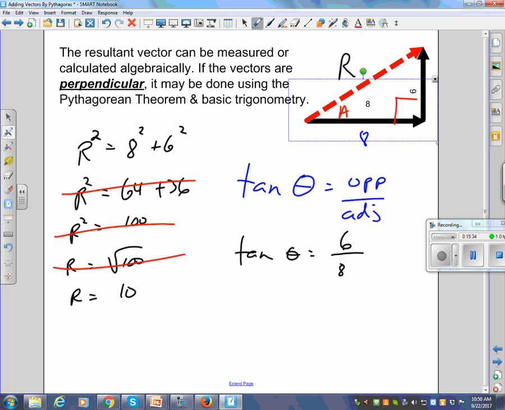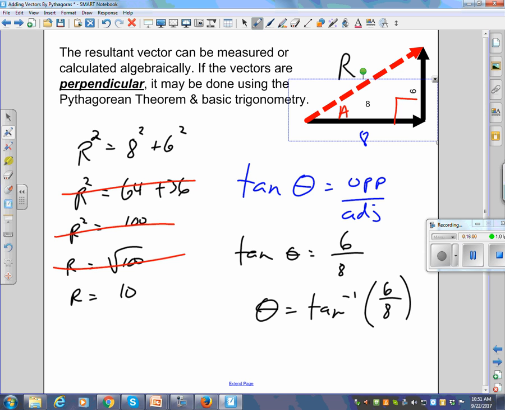Opposite, adjacent. Beside or opposite, right? So 6 over 8. Now what's the next step? How do you get this number now? How do you do it on your calculator? Remember? This is what I want you to write: theta is equal to tan minus 1 of 6 over 8. What does the minus 1 thing mean? Inverse function. It means the opposite. Don't take the tangent, take the inverse tangent. When do you take inverse tangent? When you're finding the angle.